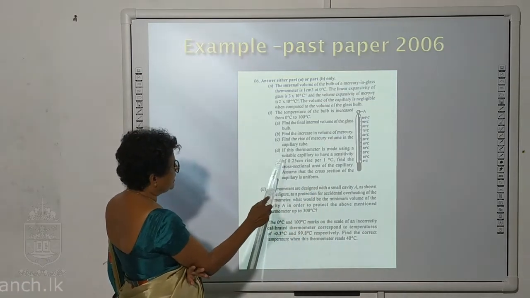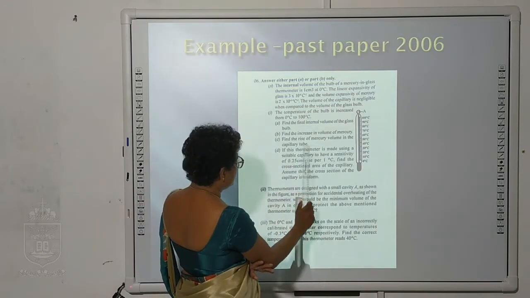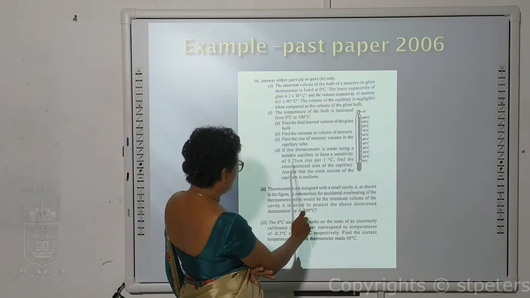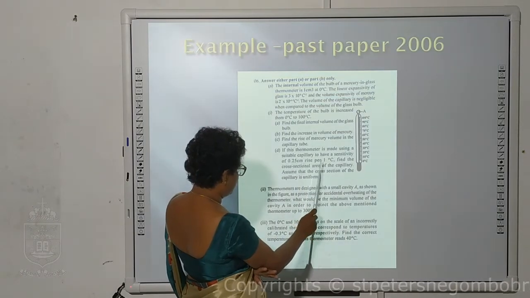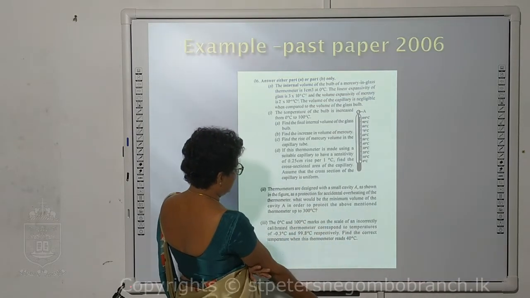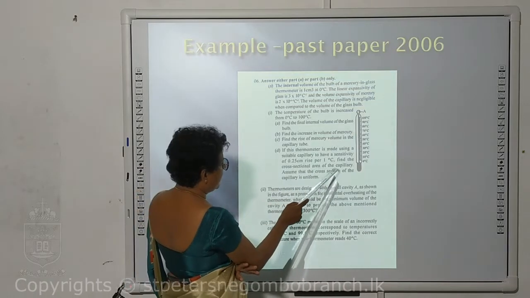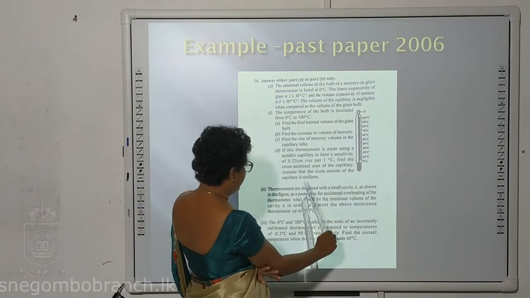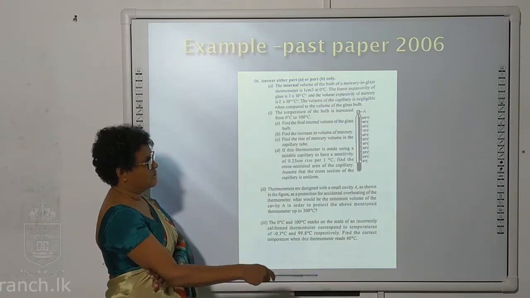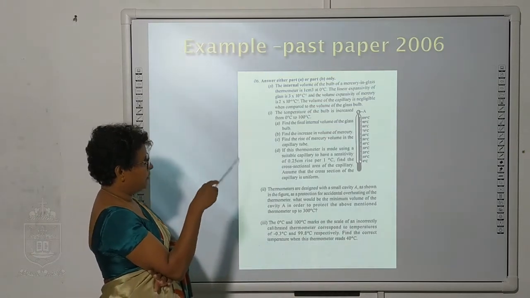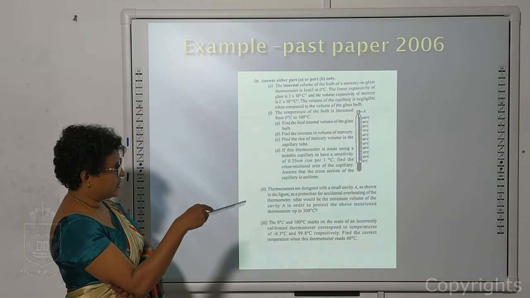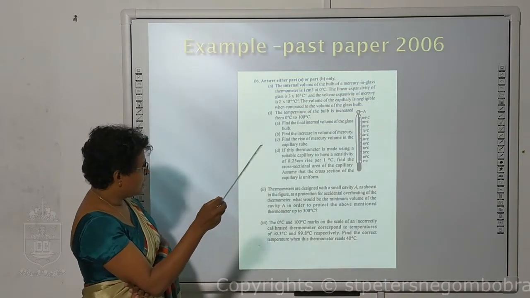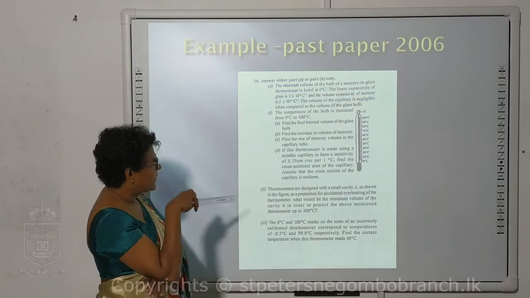tube, right? If the thermometer is made using a suitable capillary to have a sensitivity of 0.25 centimeters rise per 1 degree Celsius, find the cross sectional area of the capillary. Assume that the cross section of the capillary is uniform. So if you know the length and the cross sectional area, that is the volume, which is equal to the volume of the mercury.